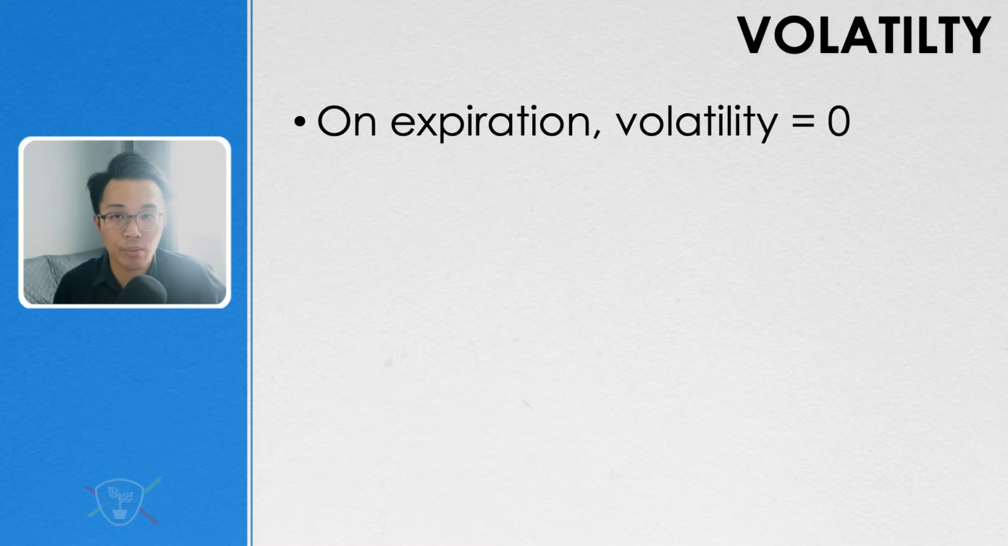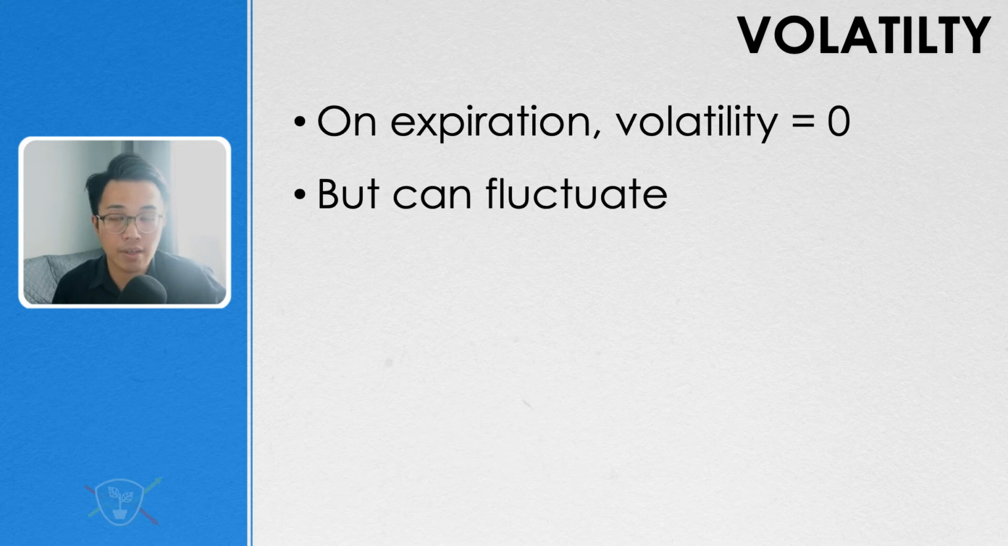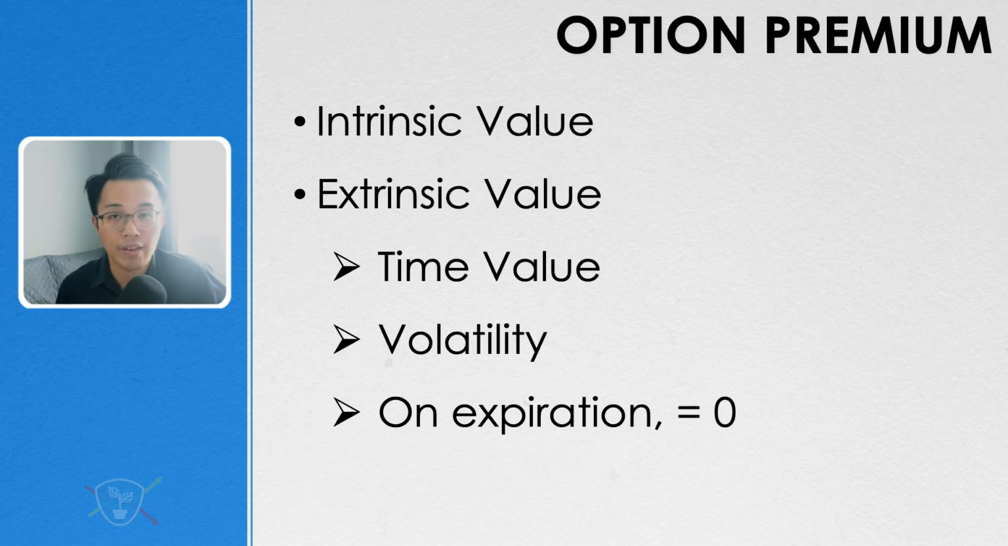By the time the option expires, volatility will be equal to 0. However, because volatility is a measure of the expected movement in the share price, it can fluctuate on a day-to-day basis and not necessarily will be decreasing in a linear fashion. When the option contract reaches its expiration day, all its extrinsic value, time value, volatility, all of it will decrease down to 0.